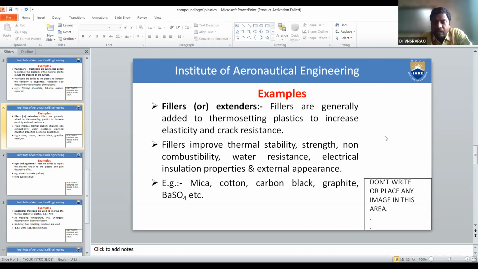Fillers also improve the thermal stability, strength, non-combustibility, water resistance, electrical insulation properties, and also external appearance. Tell me, what are the chemicals used as fillers? Mica, cotton, carbon black, graphite, barium sulfate. Carbon black, graphite, and barium sulfate. So this is about the second category.